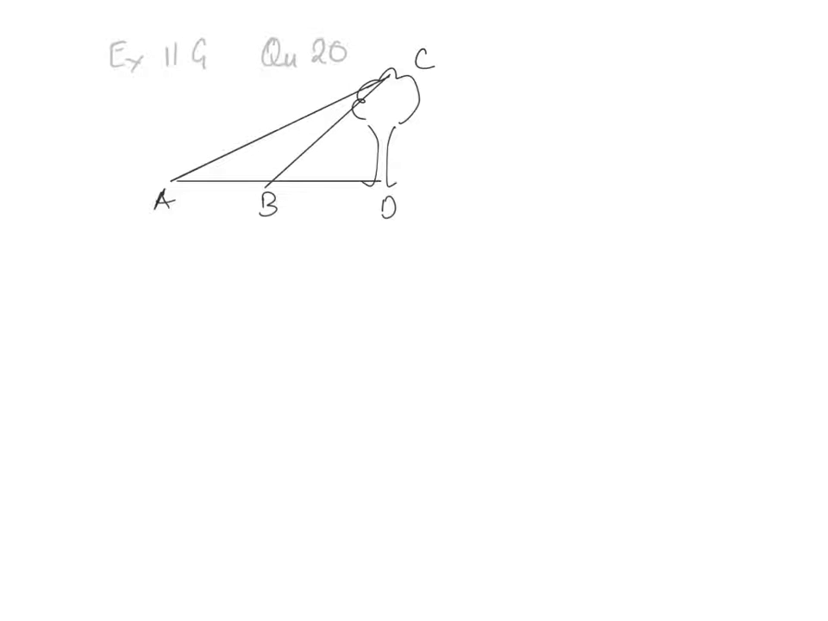Okay, question 20 from exercise 11G. Holly was recording the heights of tall trees in a state forest to have them registered for protection. A river prevented her from measuring the distance from the base of a particular tree. So the river is over here somewhere. All right. She recorded the angle of elevation of the top of the tree from point A as 25 degrees.